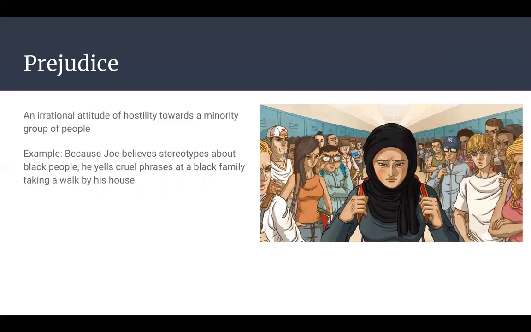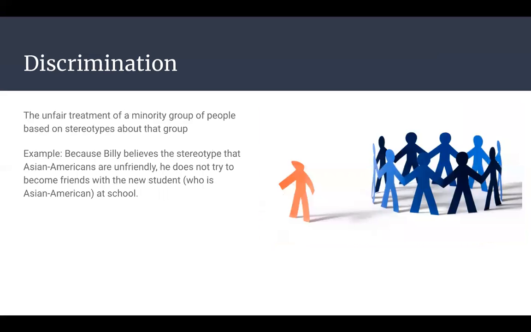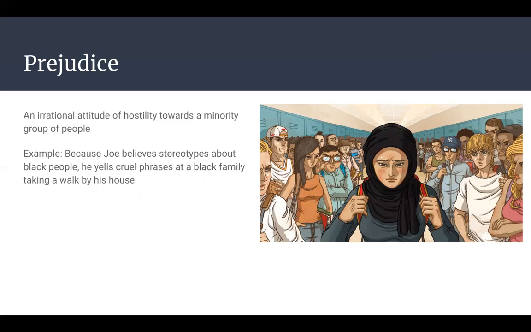Prejudice. An irrational attitude of hostility towards a minority group of people. For example, because Joe believes stereotypes about Black people, he yells cruel phrases at a Black family taking a walk by his house. So while discrimination is a belief system about a minority group of people that causes you to act a certain way towards that group of people, prejudice is also an attitude, but it's an attitude of hostility. So that means that you're actively mean or actively take action against a minority group of people.